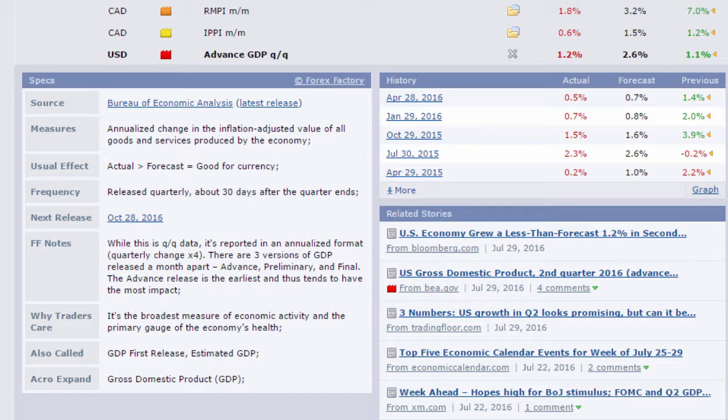Now, what exactly does the advanced GDP really mean to us, and why did it have such a big effect? It is the annualized change in the inflation-adjusted value of all goods and services produced in the economy. So this is a measurement of GDP growth, or the gross domestic product of the US. This is a quarter-on-quarter statement, so it is released every 3 months. There are 3 different types of GDP announcements: advanced, preliminary, and final. This was the advanced, the earliest release, and thus tends to have the most impact.